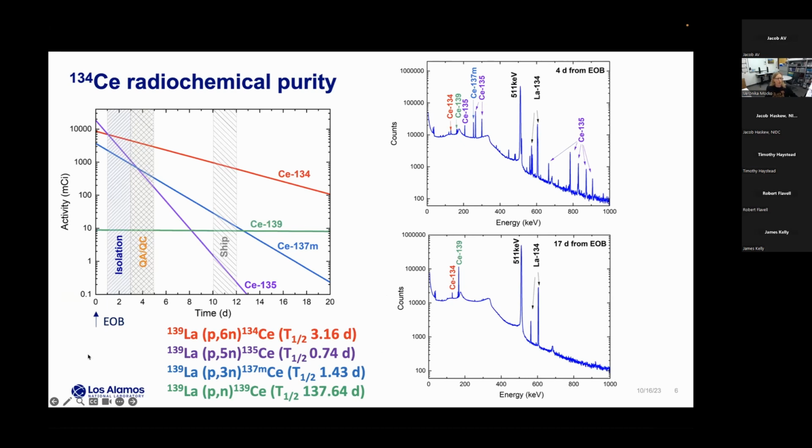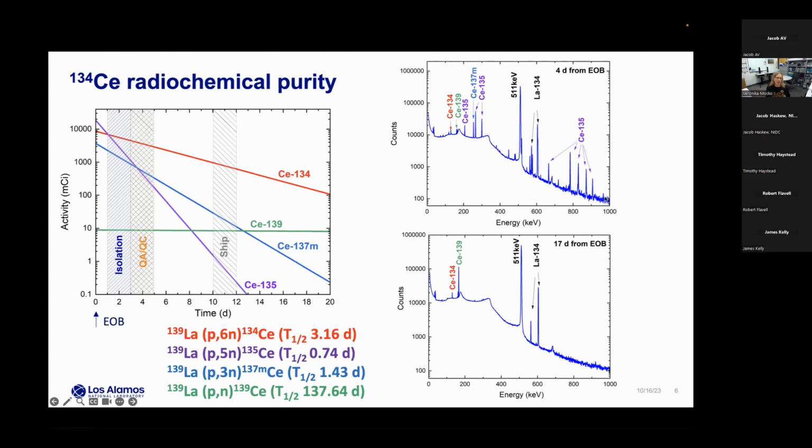You can see on the plot on the left, basically you start at the end of bombardment. At the end, we turn off the beam for several days, and you can see on the y-axis the activity of the isotopes produced. At the end of bombardment, there is actually a bit more of cerium-135, but that one decays really quickly. You can see what we do on the timeline. The isolation is happening between about day 2 and 3. Then we perform qualification of the final product, and you can see we qualify the product 4 days from the end of bombardment.